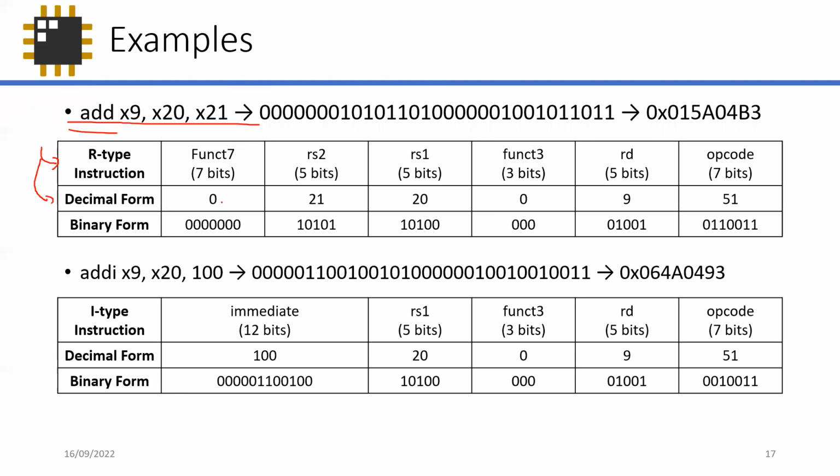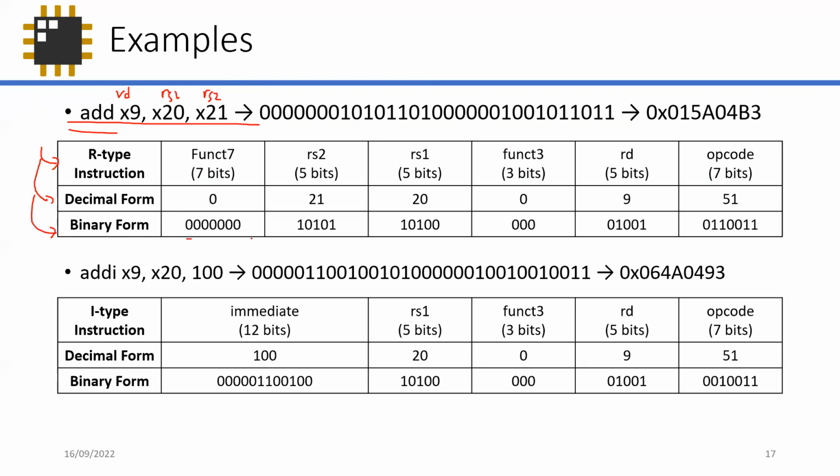And then what you're going to do is write down the decimal form. You know func7 is 0 based on the spec sheet. Remember, this is RS1, this is RS2, and this is RD. RS2 is 21, write down 21. RS1 is 20, write down 20. The func3 is 0 based on the spec sheet. The destination is 9, write down 9. And then the opcode, look at the spec sheet, it's 51 in decimal. But you can transform it into binary form.